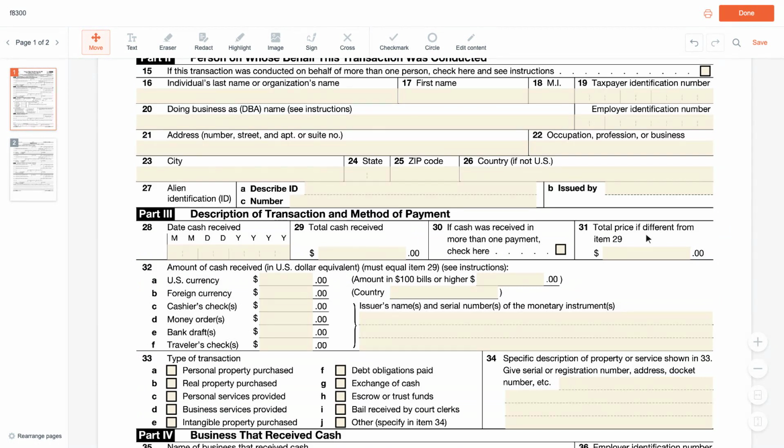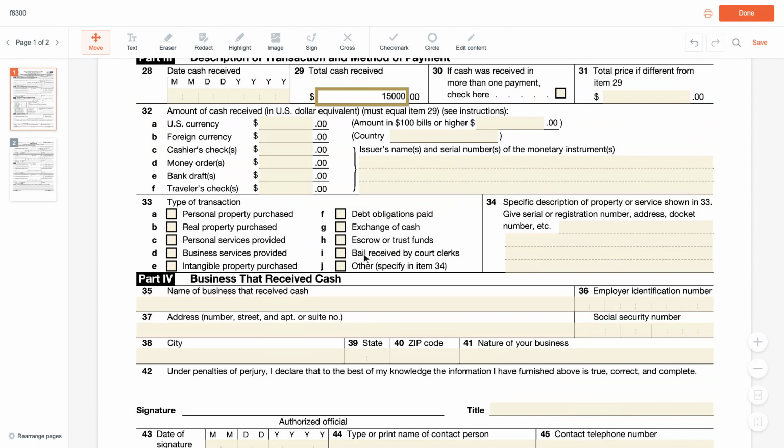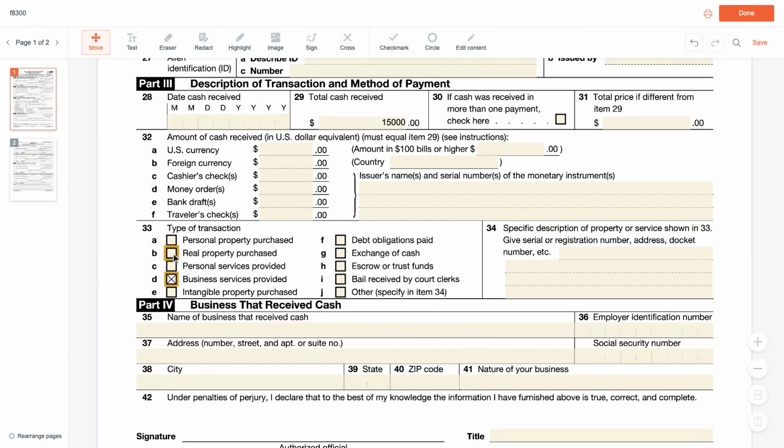Part 3 describes the transaction itself. Enter the total amount of cash received. You will also describe what the cash was paid for, such as the sale of goods or services performed.